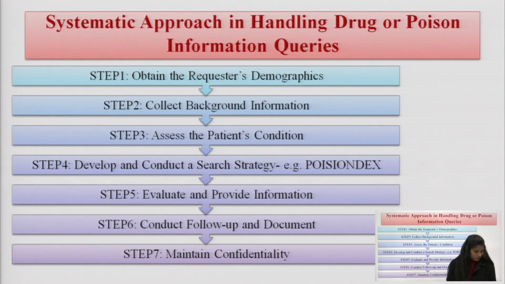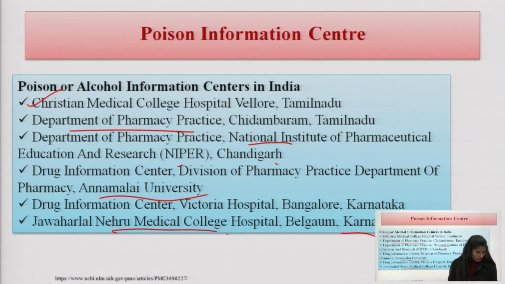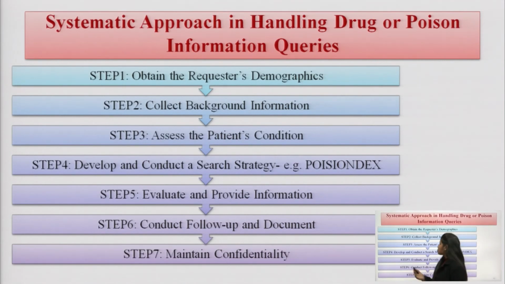Now coming to systematic approaches in handling drug or poison information inquiries. Now the question arises: when any person asks any question regarding the drug, the person could be anyone, it could be the physician, it could be the pharmacist, it could be the layman. So how will a drug information or a poison information center answer? There are some basic steps. Let's see what the steps are.